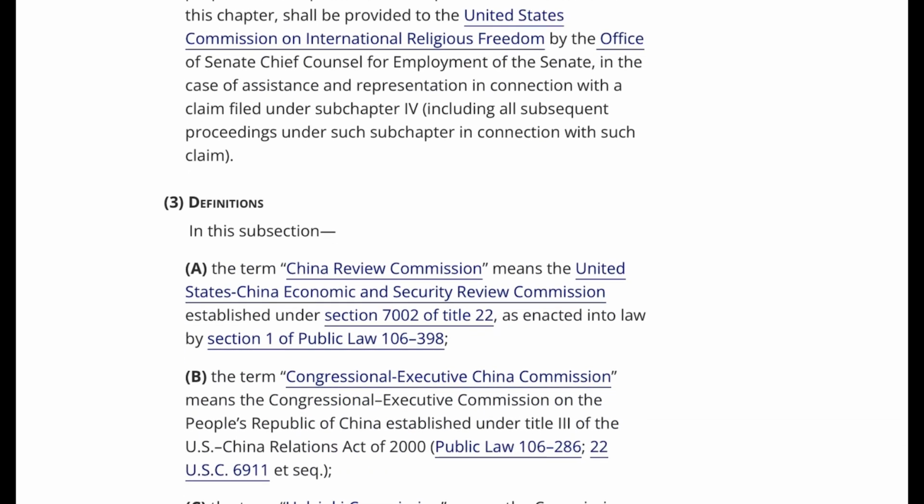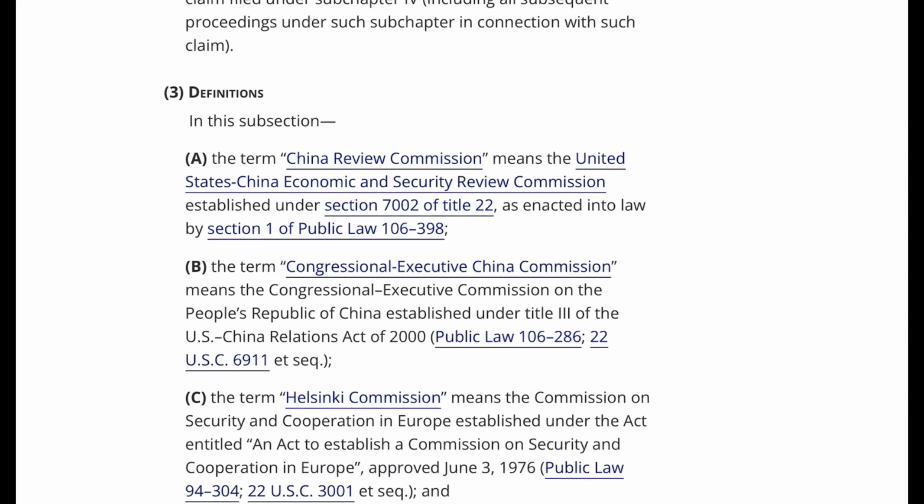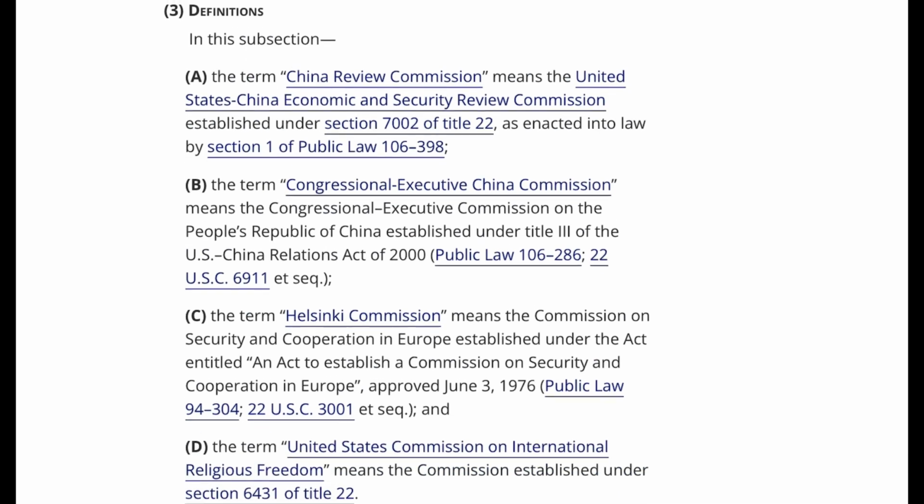3. Definitions in this subsection. A. The term China Review Commission means the United States China Economic and Security Review Commission established under Section 7002 of Title 22, as enacted into law by Section 1 of Public Law 106-398. B. The term Congressional Executive China Commission means the Congressional Executive Commission on the People's Republic of China established under Title 3 of the U.S.-China Relations Act of 2000, Public Law 106-286, 22 U.S.C.